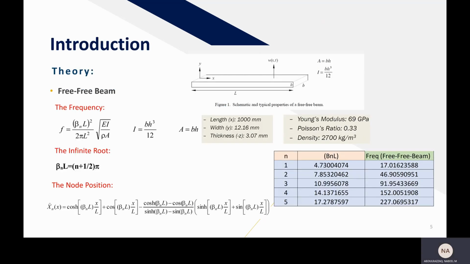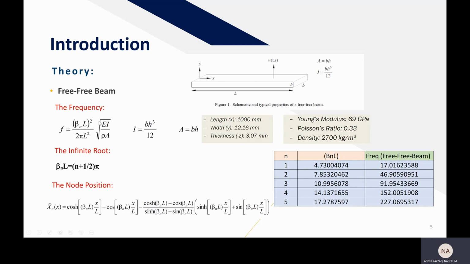Some theory behind the vibration lab. For the free beam, to the right we have the schematic diagram of a typical free beam. And here we have the information of the physical dimensions and also other properties of the beam that we use in this experiment, and some of the calculations that we need to do for this lab.